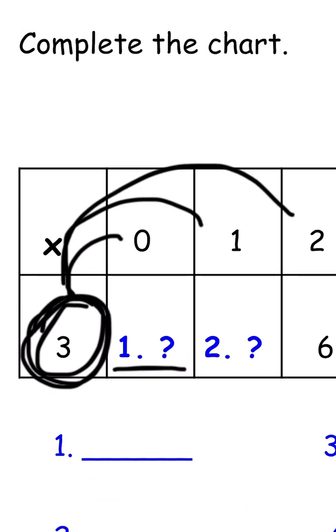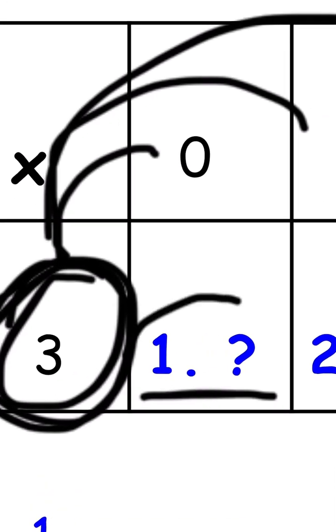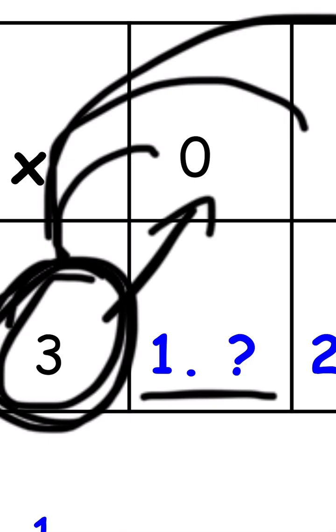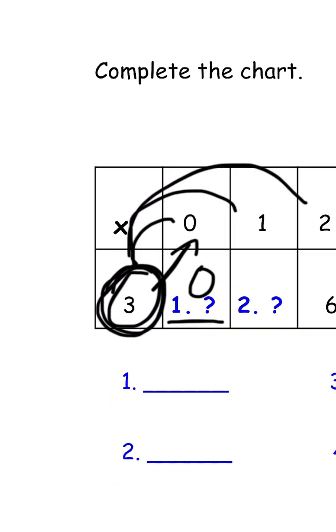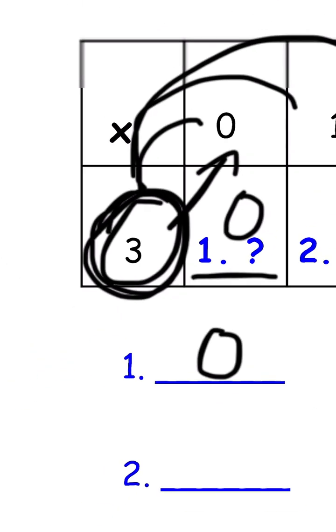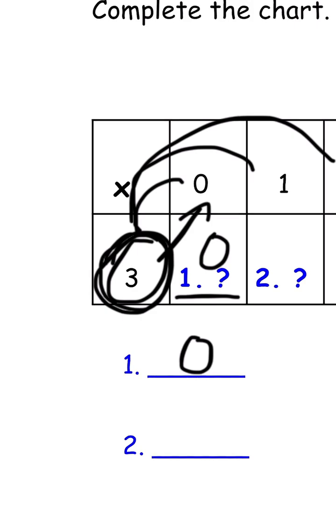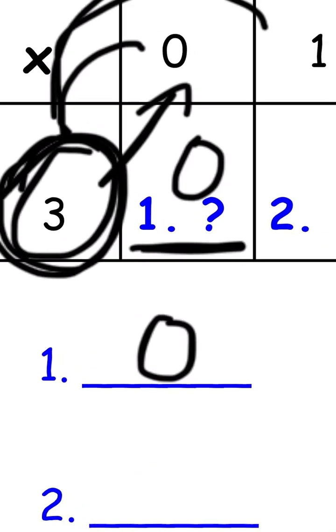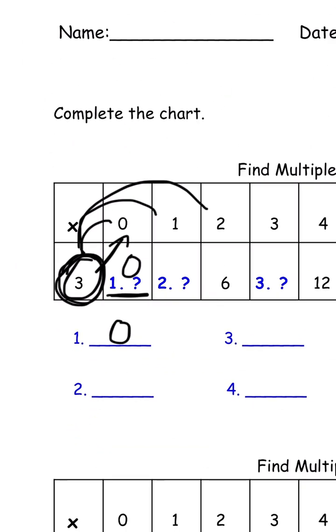So we need to first multiply 3 and 0 to get the number 1 answer. So 3 times 0 is going to be 0, because any number times 0 is always 0. So 4 times 0 is going to be 0, 5 times 0 is going to be 0, because there are 0 of them. So number 1 is going to be 0.